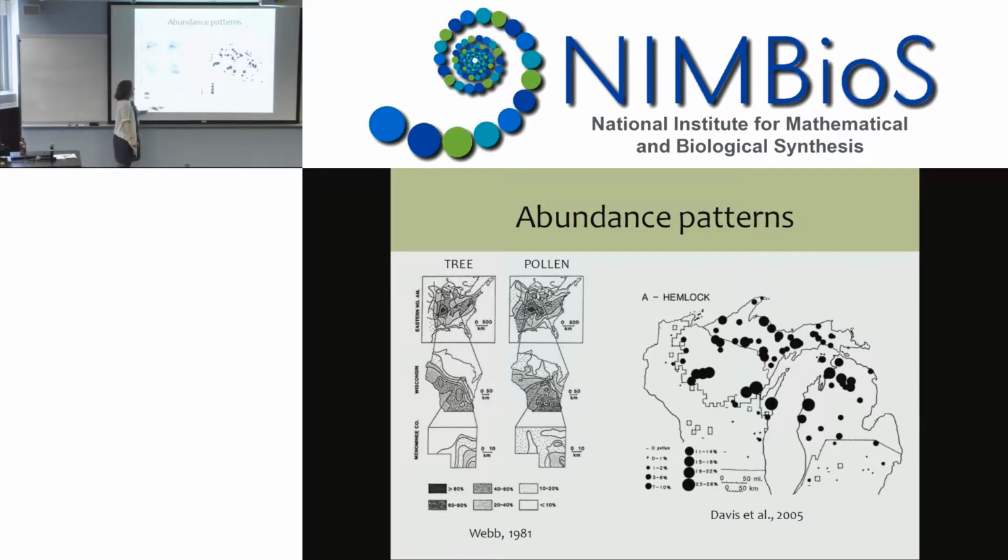And so in the 1980s, Tom Webb was really one of the first people to start thinking about this: the differences between pollen and vegetation. And so one of the issues is that, yeah.